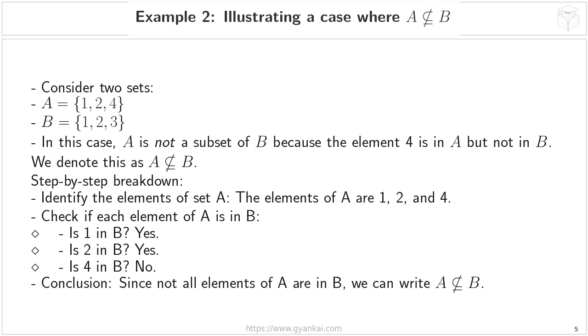Therefore, because we found at least one element, in this case 4, that is in A but not in B, we can conclude that A is not a subset of B. We represent this mathematically by writing A is not a subset of B, and the symbol we use for not a subset of is a subset symbol with a slash through it. So, we write that as A, then the not-a-subset-of symbol, and then B. This tells us definitively that it does not fit the criteria to be considered a subset of B. Keep this in mind as we move forward, because understanding when a set isn't a subset is just as important as understanding when it is. And remember, in the next slide, we'll be formally introducing that not-a-subset-of symbol.